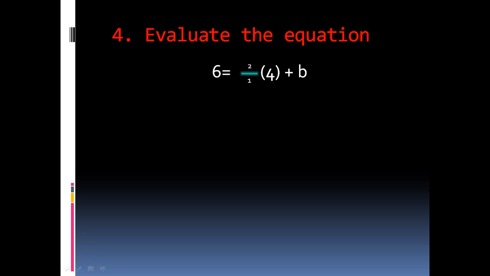4 times 2 is 8, divided by 1 is 8. And now we want to find out what b is, and b alone. So we can't leave 8 here. We need to get rid of the 8 here, and to get rid of it, we need to subtract it from itself. So 8 minus 8 is going to be 0. But what we do on this side must happen on the other side. So minus 8 here and minus 8 here. And 6 minus 8 is going to be negative. So our answer is going to be -2 equals b.